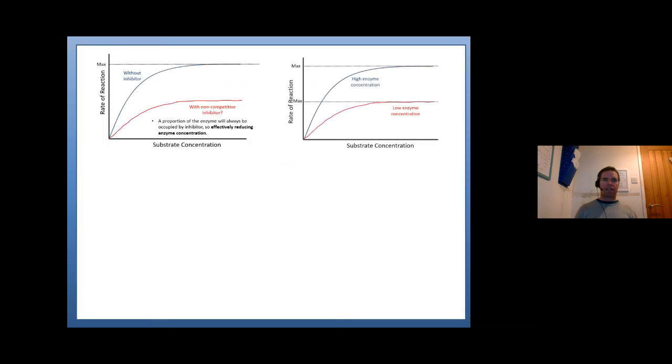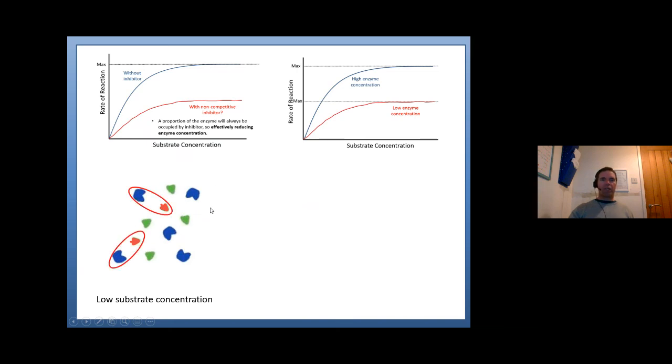Here's that graph again. This graph on the right shows what a graph looks like if you lowered the enzyme concentration. If you looked at high versus low enzyme concentration, the graph looks the same. As to what's going on, this isn't perfect here because I've drawn the red inhibitor as looking like the competitive inhibitor. It looks like it's complementary to the active site, and we know that non-competitive inhibitors do not work like that. But for ease of showing this, I thought I'd put it on like that.